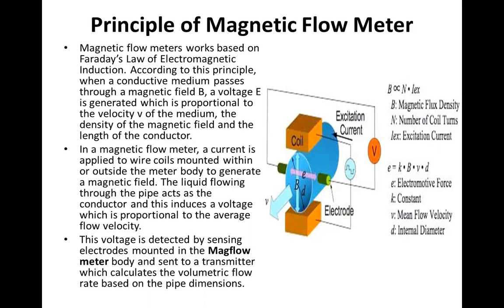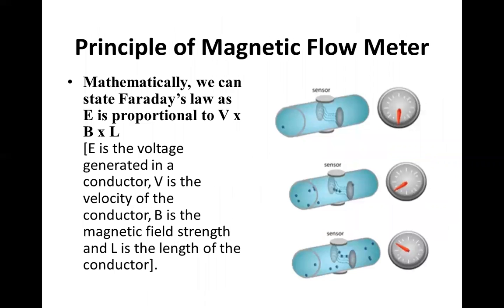In a magnetic flow meter, a current is applied to wire coils mounted within or outside the meter body to generate a magnetic field. The liquid flowing through the pipe acts as a conductor, and this induces a voltage which is proportional to the average flow velocity. The voltage is detected by sensing electrodes mounted in the MAG flow meter body and sent to a transmitter which calculates the volumetric flow rate based on the pipe dimensions.